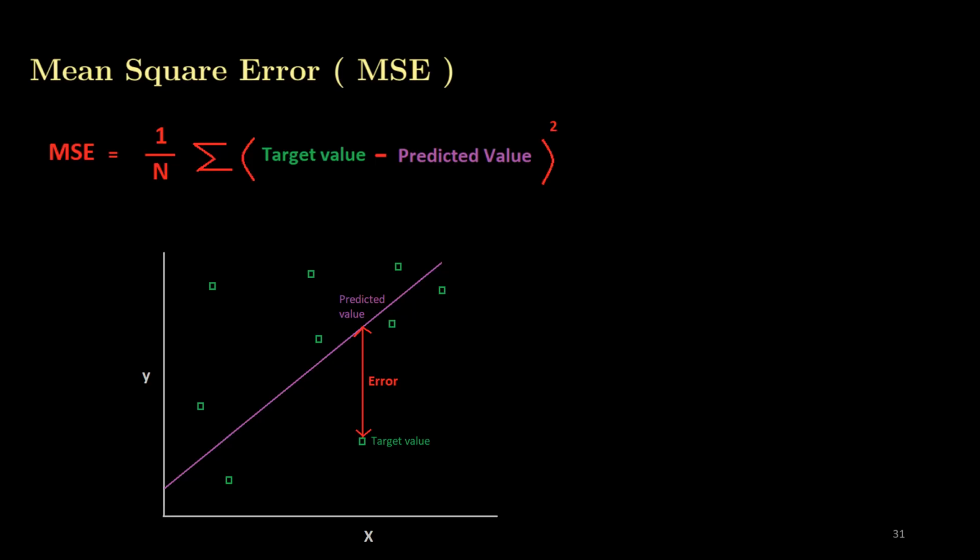Now we have to reduce this loss function. So how to reduce this loss function? In order to reduce this loss function, we have to use the least square method. The least square method is a method which is used to reduce this loss function.